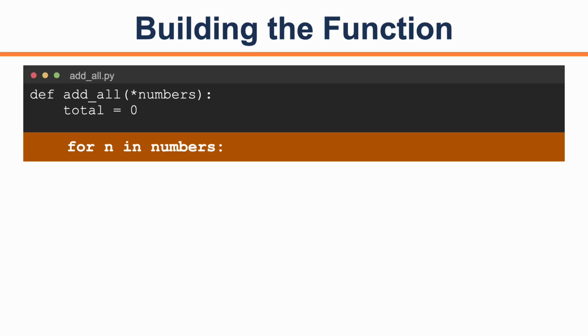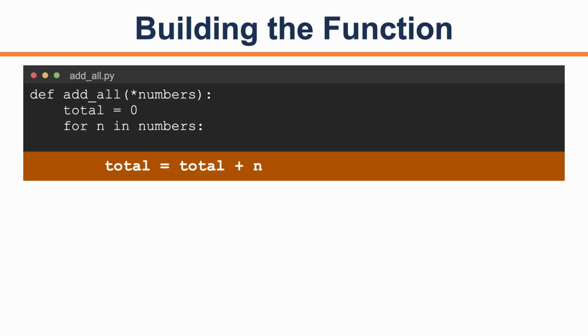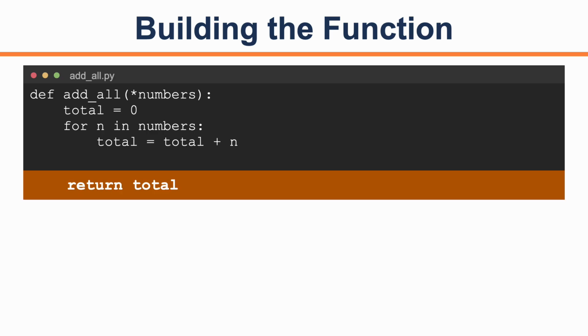Next, we write a for loop to process each value. It goes through every item in numbers one at a time. On each pass, the variable n holds the current value being processed. On each pass through the loop, n is added to total. After every iteration, total grows by that amount. This continues until every value in the tuple has been processed and added. Returning total is the last step. Once the loop finishes, that value gets sent back to wherever the function was called from.